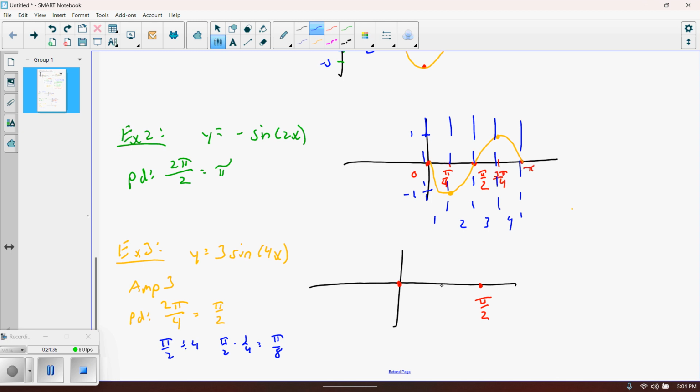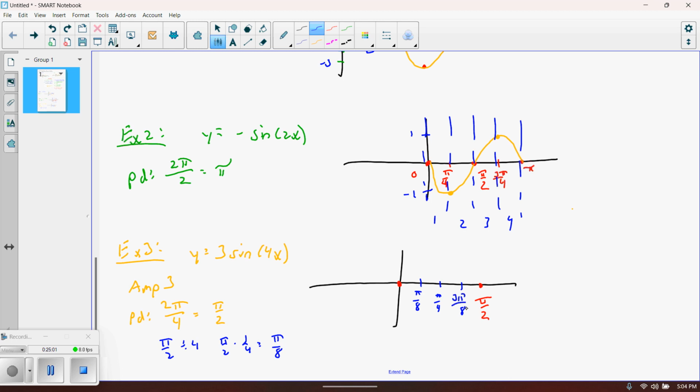So I know, again, I'm going to have 4 equal sections. So the first one would go from 0 to pi eighths. 2 pi eighths is pi fourths. 3 pi eighths is 3 pi eighths. And then 4 pi eighths, of course, is pi halves when you reduce it. So that would be how you would set this up to count.